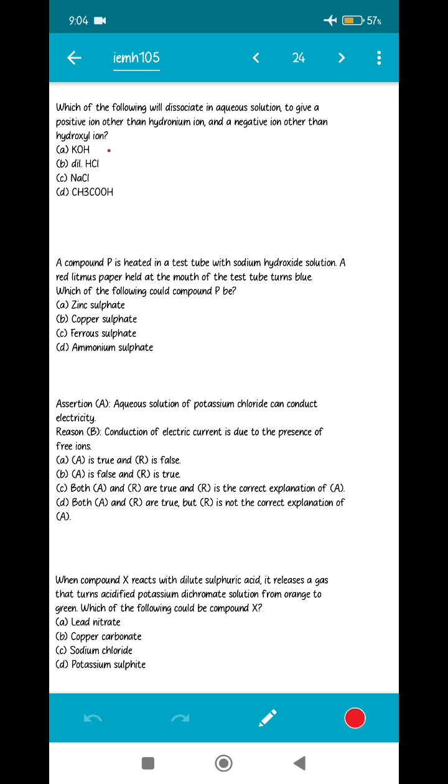So we know KOH is a base, so this is not the correct answer. Dilute HCl is an acid, so again it's not going to be the correct answer. CH3COOH, which is acetic acid, is also an acid, so it will furnish hydronium ions. So the correct answer is NaCl.